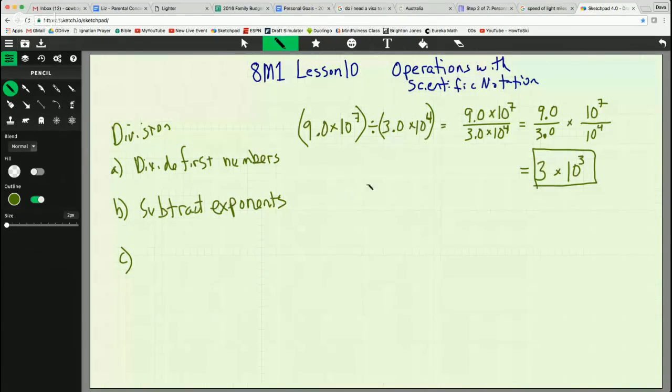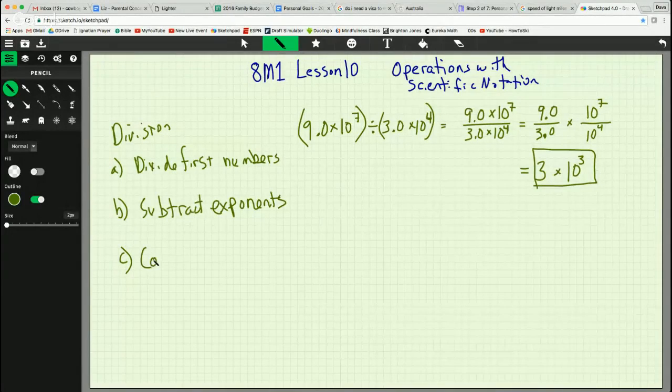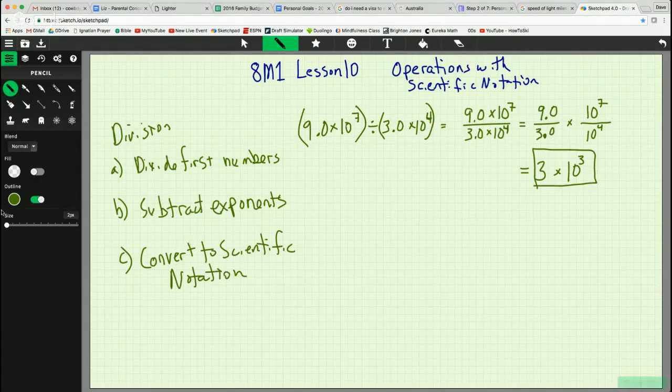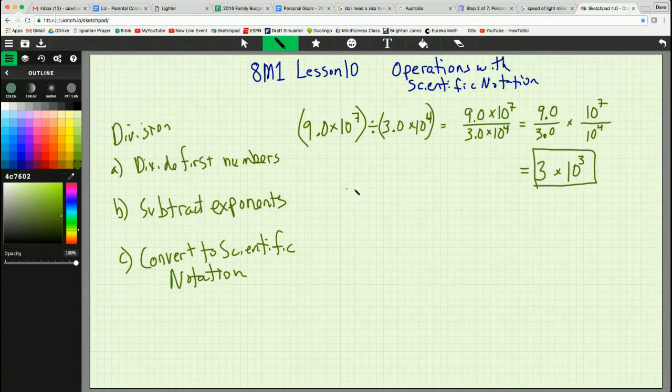Okay, so let me go one step further here. Sometimes, and in C, we're going to have to convert to scientific notation. This is the same as multiplication, and I'll show you how that works. So let's look at another example, where we do 1.0 times 10 to the 5th divided by 2.0 times 10 to the 1st.